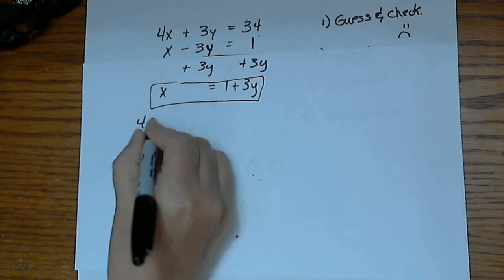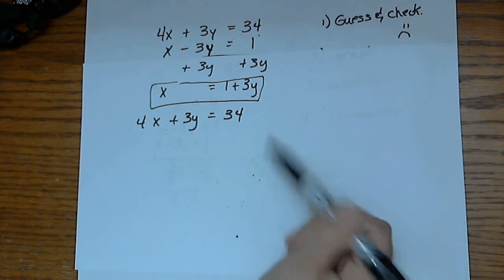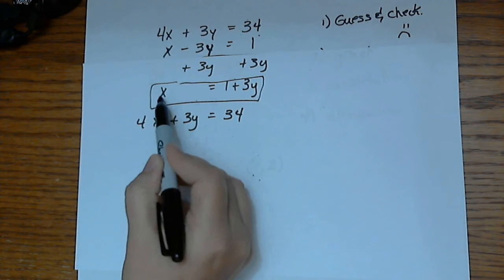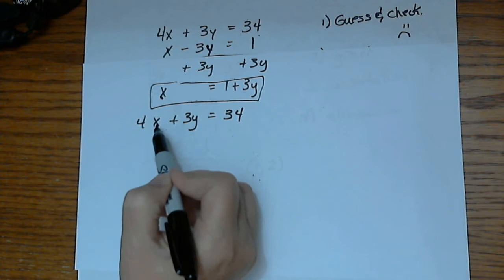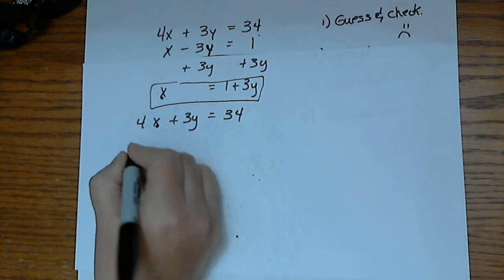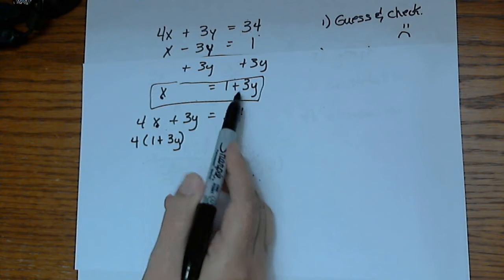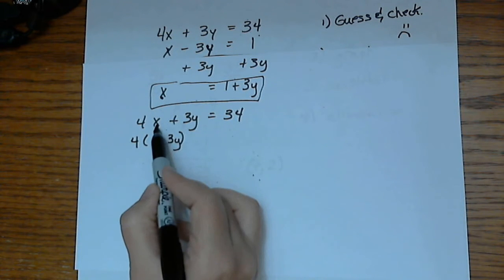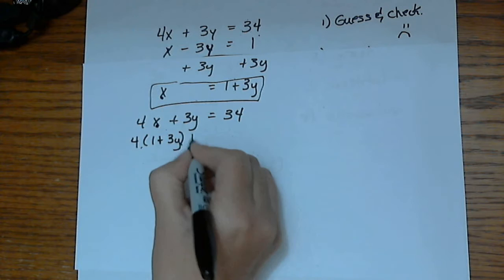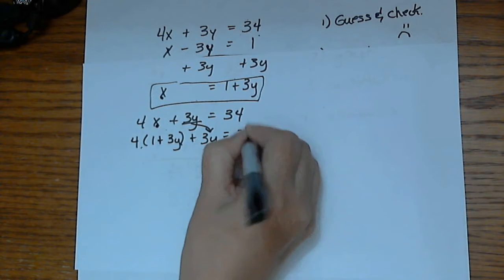We have that 4x plus 3y equals 34. So now instead of an x down here, we can substitute something else because we already know what x is equal to. Instead of having an x in this position, we can write 1 plus 3y. So we'll have 4 times (1 plus 3y), because that 1 plus 3y is the same as x. It's just going to take the position of the x. So 4 times (1 plus 3y) plus 3y, that's this 3y comes over here, equals 34.